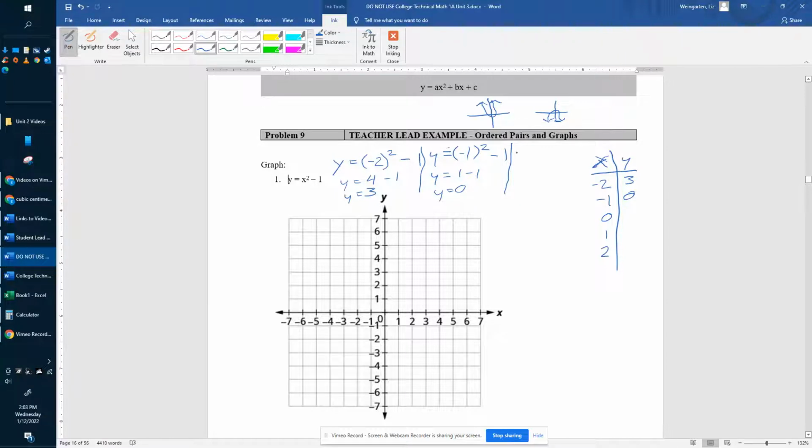Put 0 in, we get y equals 0 squared minus 1, so y just equals -1. X equals 1, y equals 1 squared minus 1. 1 squared is 1, so y equals 0. Last one, y equals 2 squared minus 1. Y equals 4 minus 1, so y equals 3.